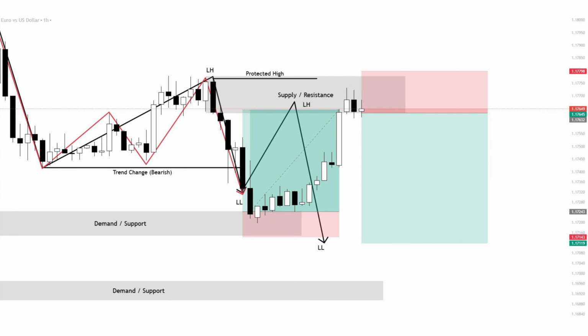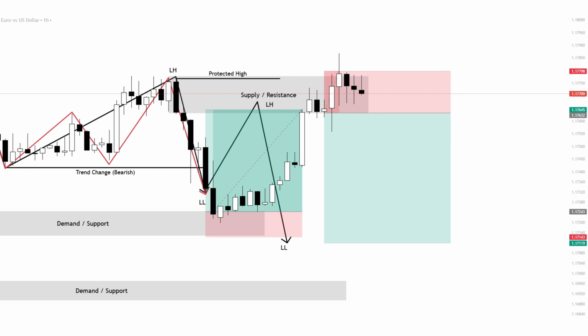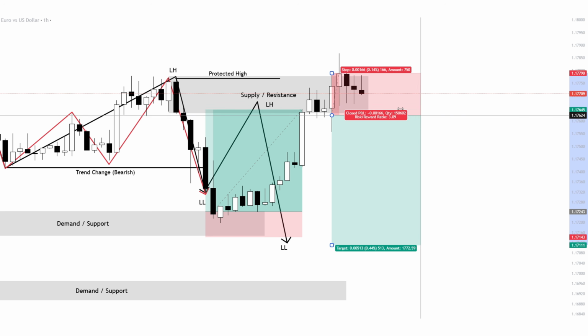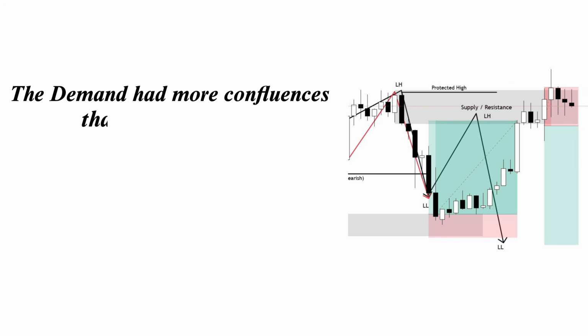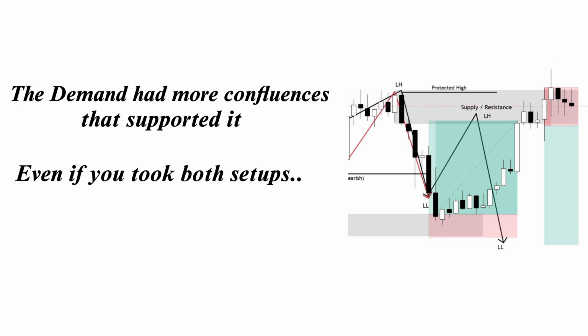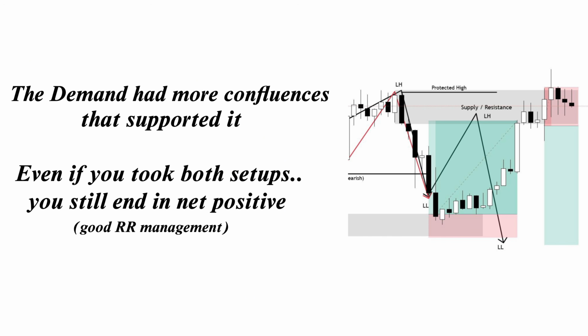And the sell setup is the one that invalidates, the market breaking above it and stopping the setup out. The demand had more confluences that supported it. Now, even if you would have taken both of these setups, you still end up on net positive because with this risk-reward ratio, a win will take out many losing setups. But that's mostly to show you how important these confluences are in validating or increasing the quality of demand and supply levels. I have many of these confluences and a lot of material on the link in the description, if you want to check it out.